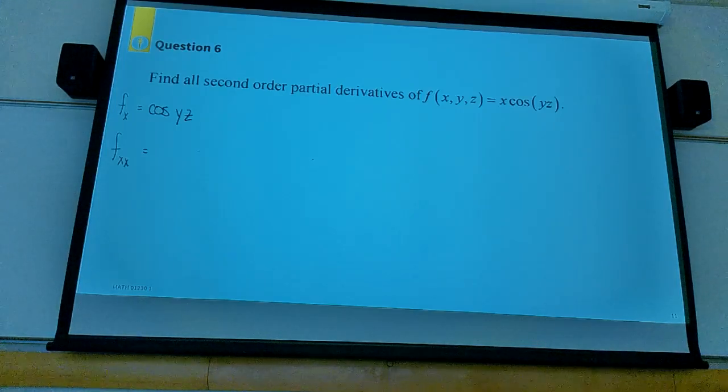What is it? It's cosine y and z again, just because there's no... What is it? It's 0. Remember, it's with respect to x, y and z are constants, which means y times z is a constant, and cosine of that's constant. So go back to fx, take its partial with respect to y.